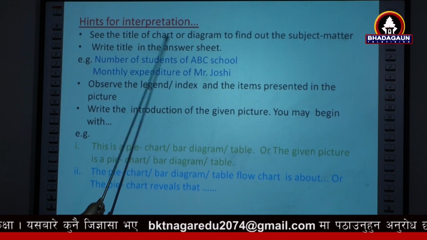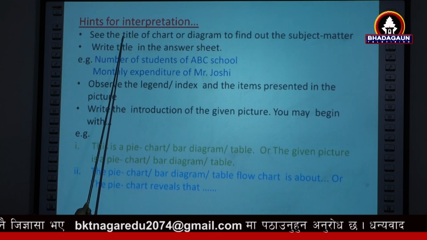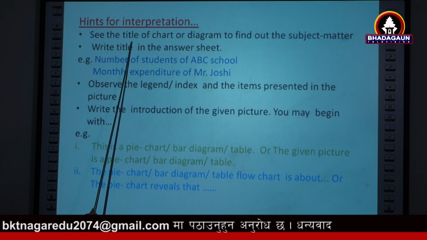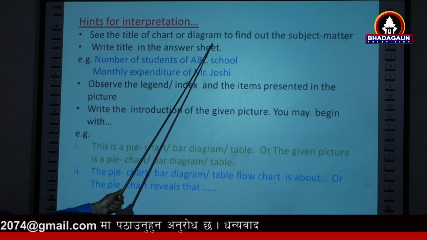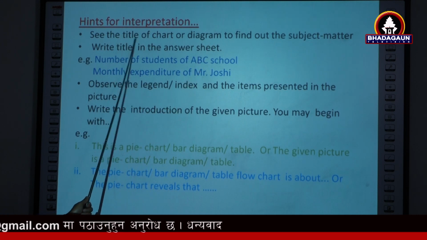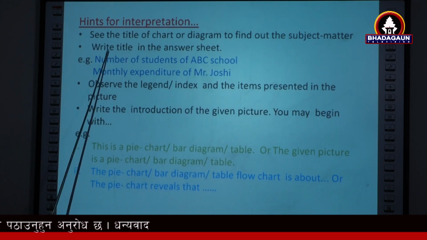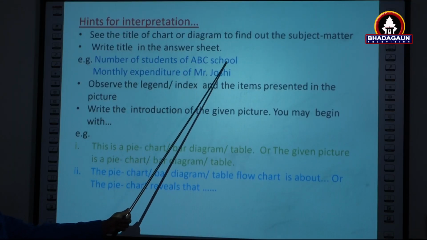Whatever para-orthographic text is given, see the title. The title will be given in the picture, or it may be presented in the question form. So, see the question and picture; there will be the title of the chart or diagram. Find out the subject matter and write the title in the answer sheet. Do not forget, when you write the guided writing and free writing, to put the title in your answer sheet first.